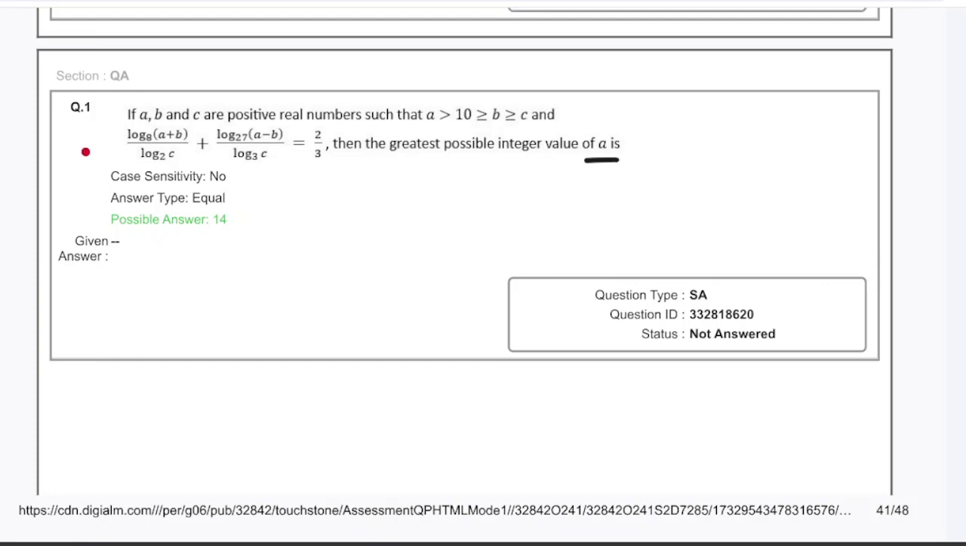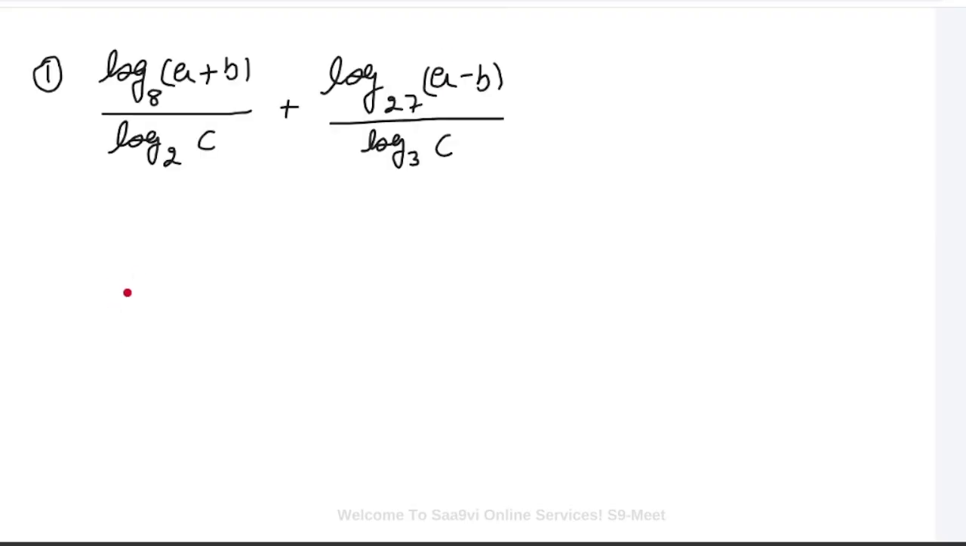Now, first of all, we need to solve this equation. We're going to use the base change formula here, because the bases are not the same, and to solve logarithm equations we need the same base. I believe you must be aware of the base change formula: log base B of A can be written as log A upon log B. This is the property we're going to use right now.